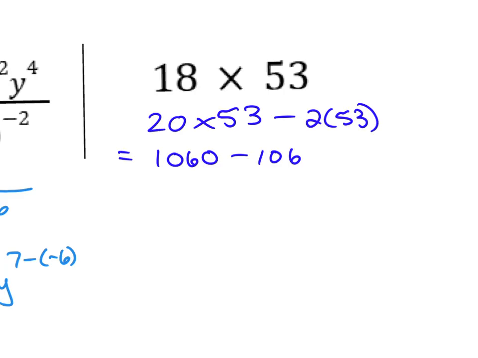So now we just take 1060 and subtract off 106. So 1060 minus 100 gives us 960, take away 6 more, and we get 954. And you can double check that one on a calculator if you want.